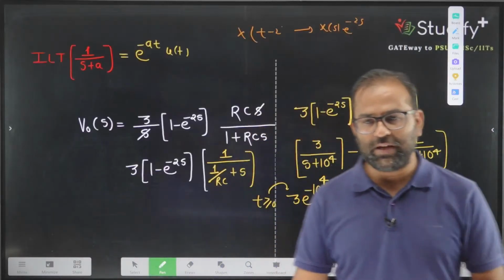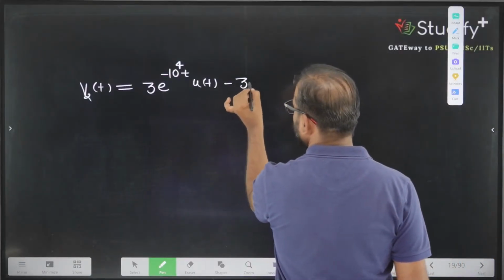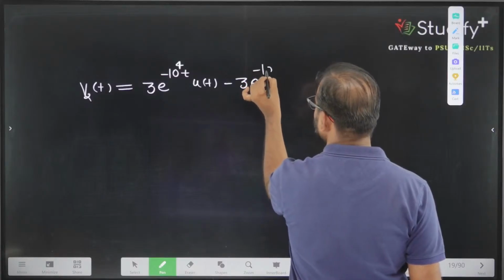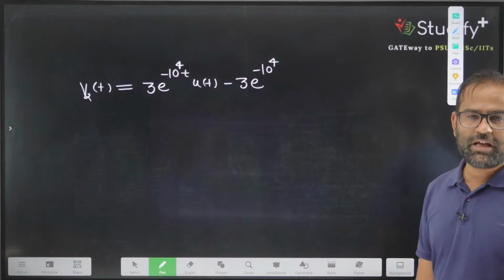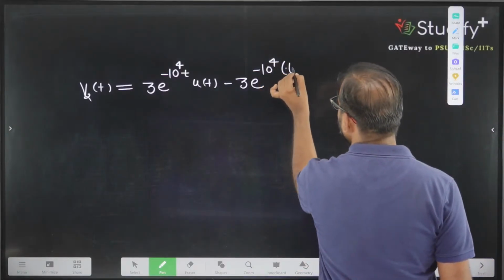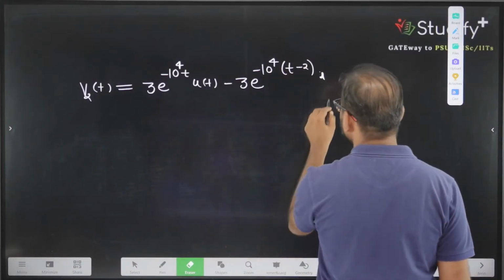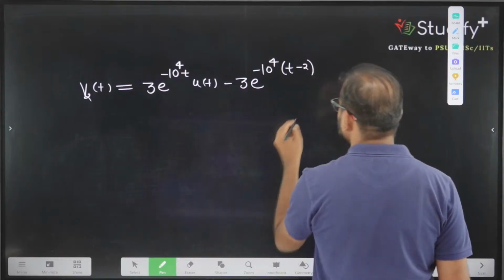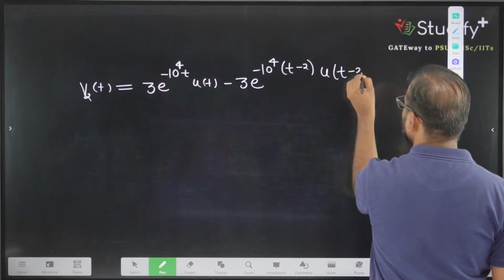and what is this value? This value is minus 3 into e to the power minus 10 raised to the power 4, and we have multiplied the function by e to the power minus 2s. Because of multiplication of this function, everything is shifted by 2 units, so this is u of t minus 2.